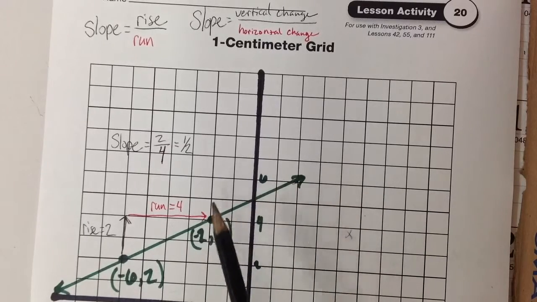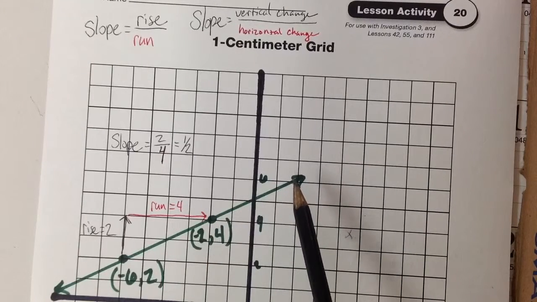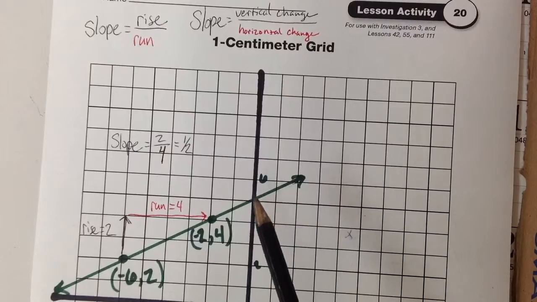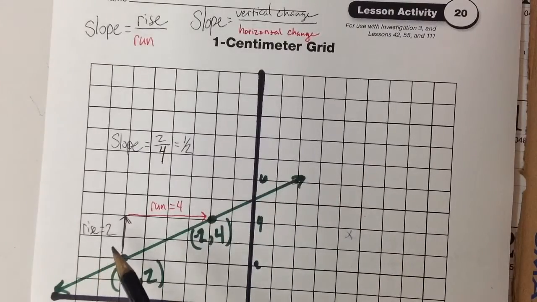Remember, each point on the line is a solution to my equation. So that would mean -6, 2, -2, 4, and now this point over here looks like it would be 2, 6 would be solutions for that equation, whatever it might be. But again, that's the first way to find slope.